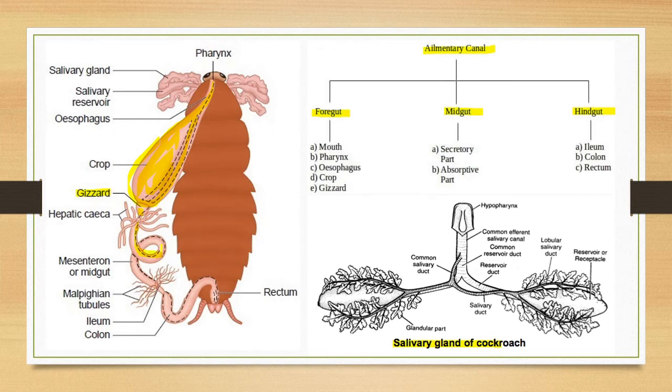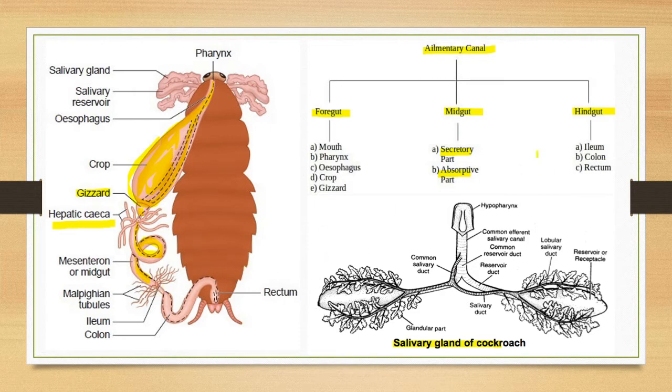Next is the midgut. At the junction of the midgut and foregut, there are 8 tubular cylindrical structures called hepatic caeca. The function of the hepatic caeca is to secrete the digestive enzymes. The midgut contains secretory part and absorptive part. It secretes some digestive enzymes, and also the major absorption of the digested food takes place in the midgut region. The next region is the hindgut.